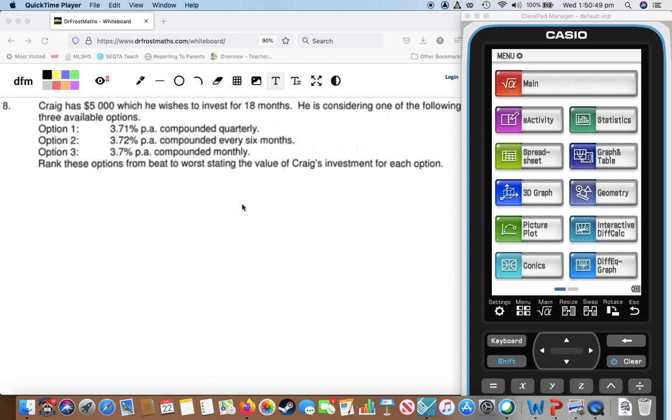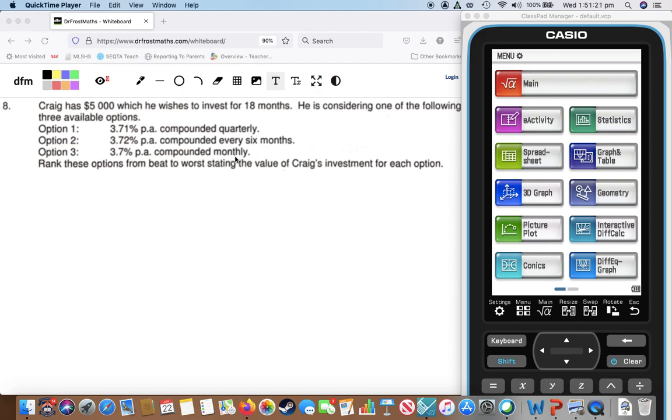Craig has $5,000 which he wishes to invest for 18 months. He is considering one of the following three options. Option 1 is 3.71% per annum compounded quarterly. Option 2 is 3.72% per annum compounded every 6 months. And option 3 is 3.7% per annum compounded monthly. Rank these options from best to worst, stating the value of Craig's investment for each option.